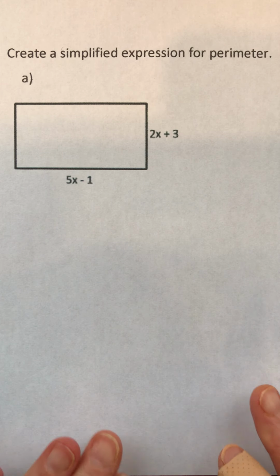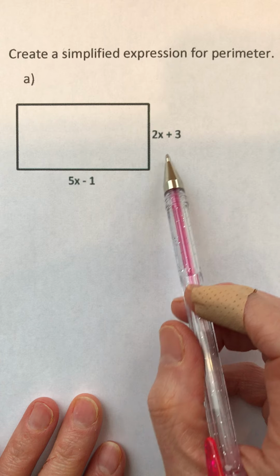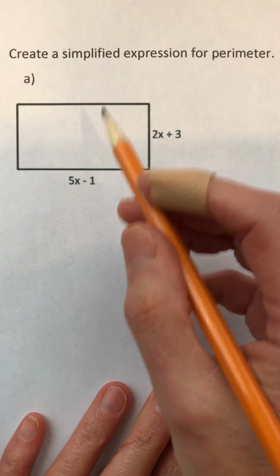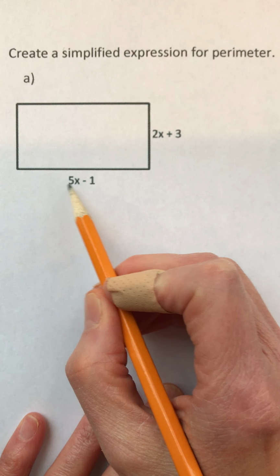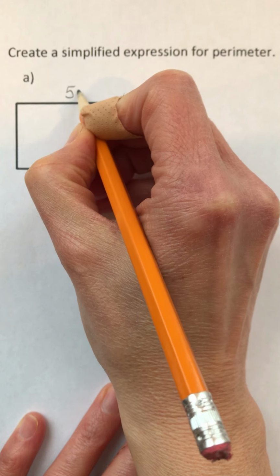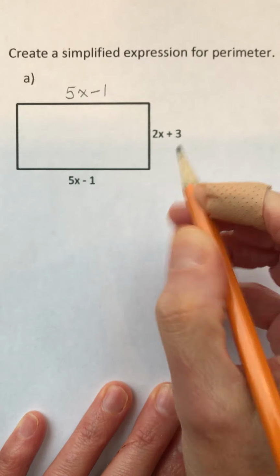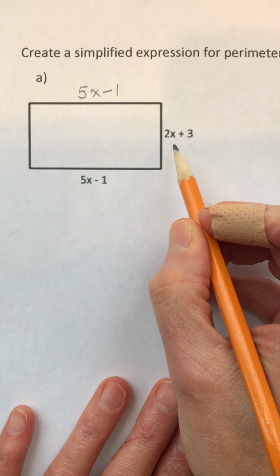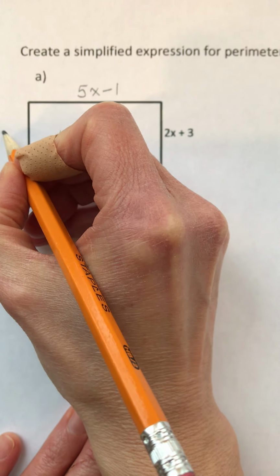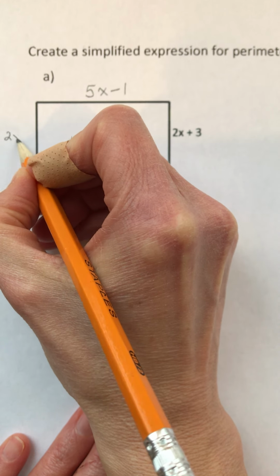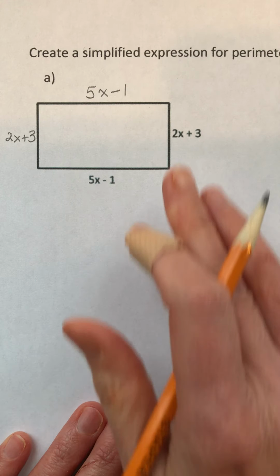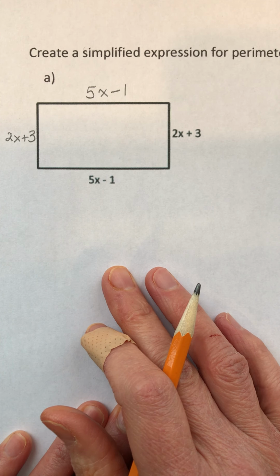So the first thing we want to make sure that we do is label all of the sides that we have here, because right now we only have two sides that are labeled. If this is a rectangle, then the two lengths must be the same. So if this is 5x minus 1, we can put a 5x minus 1 up here. And if we take a look over here, we have 2x plus 3 as our width, so we can add that 2x plus 3 on this side as well. Now we know all four side lengths as an expression.